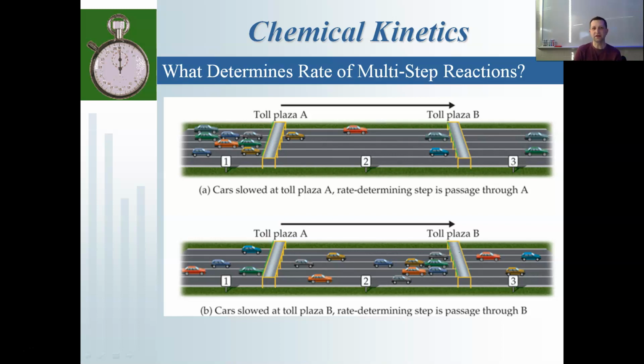So top picture you guys have here. Cars are going down the turnpike, right? They're going down the highway and they're going pretty fast. And then they have to get to toll plaza A where they have to slow down a little bit. They have to slow down to pass through plaza A, and then they continue on their journey here. So cars are slowed at toll plaza A, so the rate determining step is passing through A. So you can only go as fast as your slow step. That's what we have to learn here.